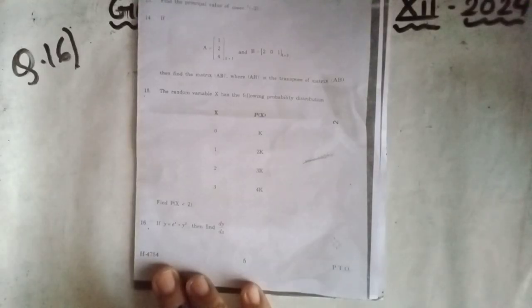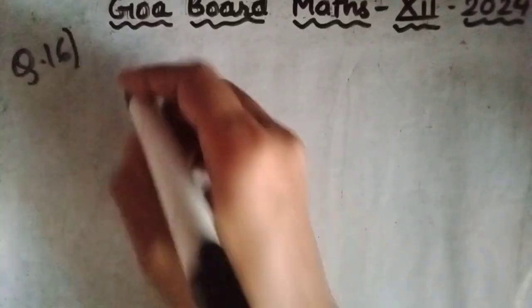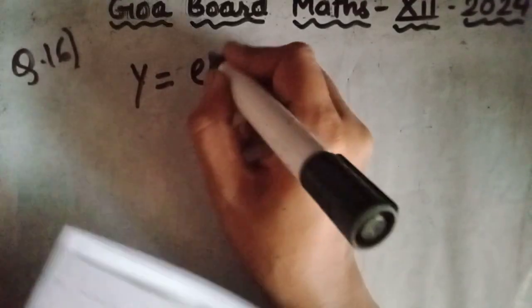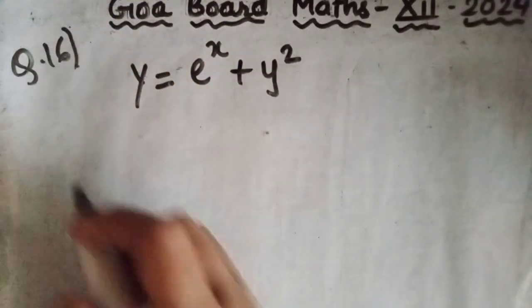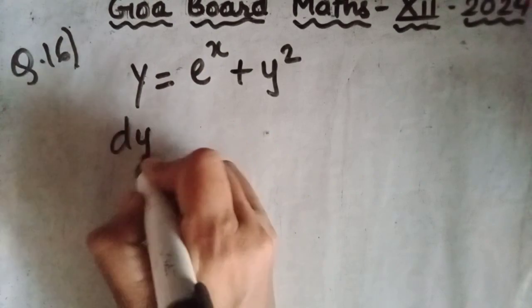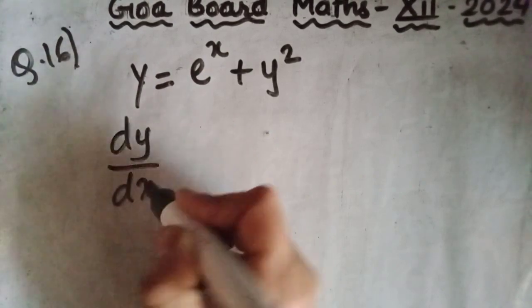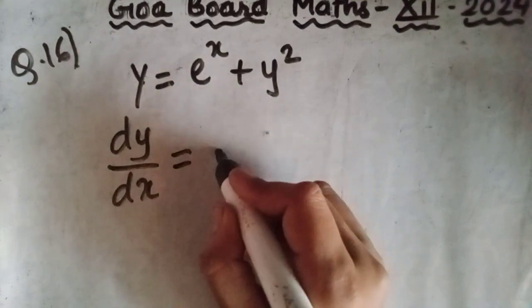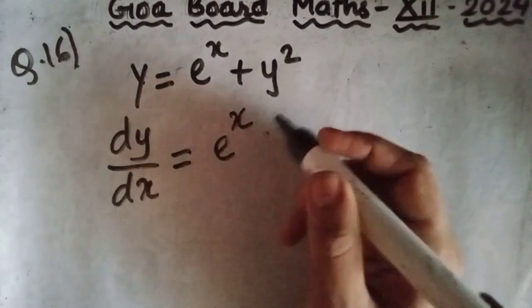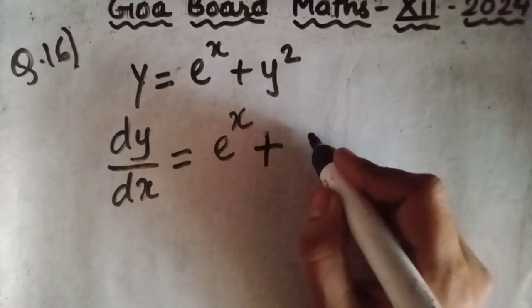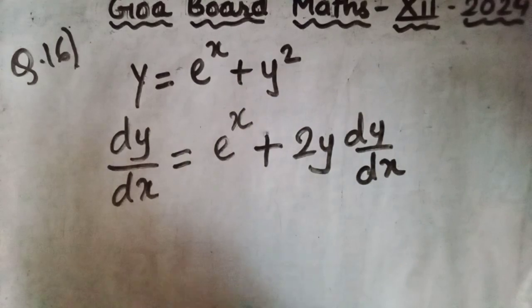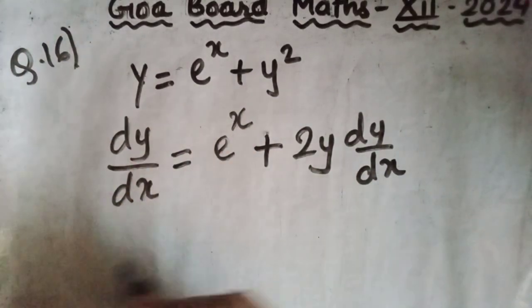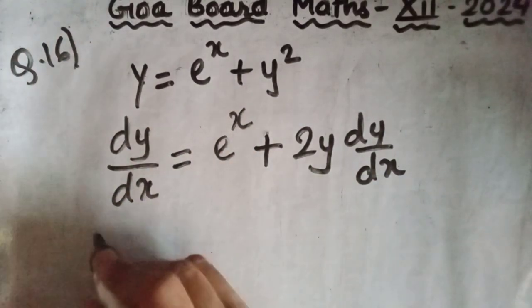Question 16. So y is given, you have to find dy by dx. So y is given e raised to x plus y square. Okay, so dy by dx you have to find. So differentiating, you will get dy by dx equals e raised to x, derivative of e raised to x is e raised to x, derivative of y square is 2y dy by dx, right? So we can take dy by dx terms together.